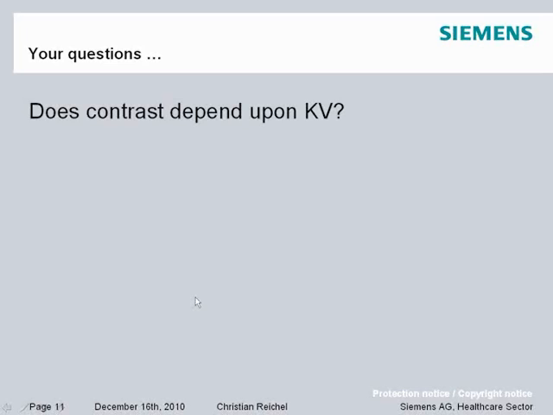Next question. I think we already answered that. Does contrast depend upon kV? You already said. Yeah, the contrast that you see in the image will depend on the kV setting that you use. And maybe the person who asked the question was asking about contrast agent or contrast agent injection rates. We do not alter them with the kV setting. We typically use an injection rate of 5 milliliters per second, no matter whether we use 100 or 120 kV.